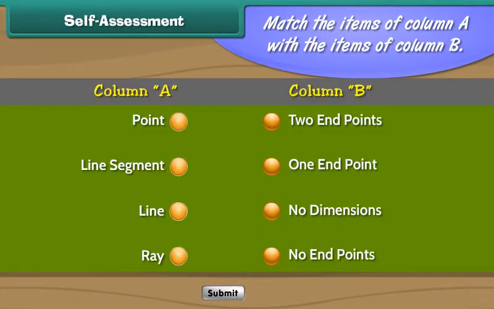Self-assessment. Match the items of column A with the items of column B.